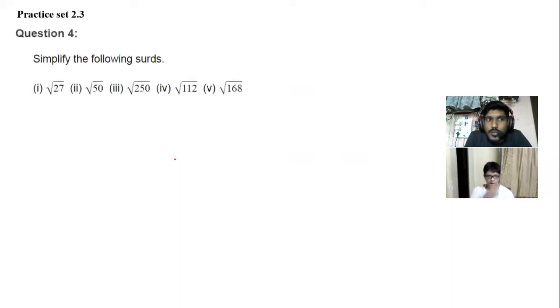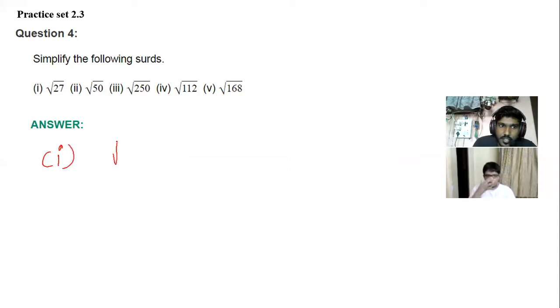Okay, so now we'll start with question number 4. Simplify the following surds. So we'll use the prime factor method to do simplification. The first surd that we have to simplify is square root 27. So first you find out the prime factors of 27. Can you tell me this?